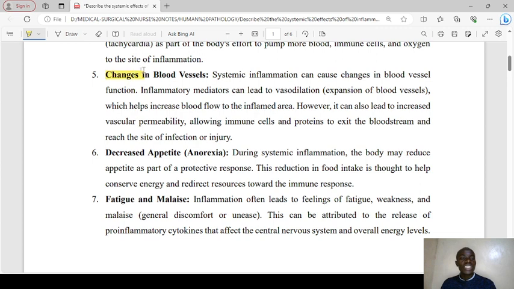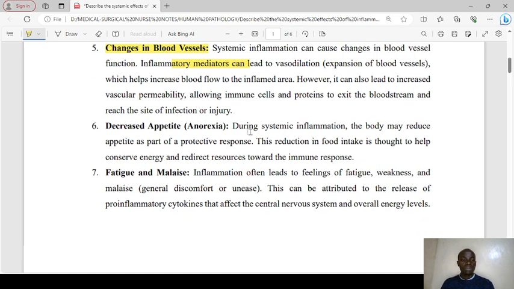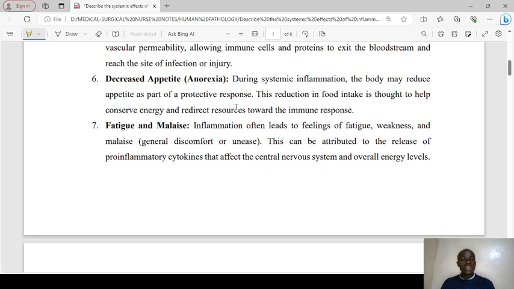We also have changes in blood vessels. So systemic inflammation can cause changes in blood vessel function. When you have inflammatory mediators, they normally lead to vasodilation, which helps increase blood flow to the inflamed area. However, it can also lead to increased vascular permeability, allowing immune cells and proteins to exit the bloodstream, that is the intravascular space, and reach the site of infection or injury. We have decreased appetite or anorexia.